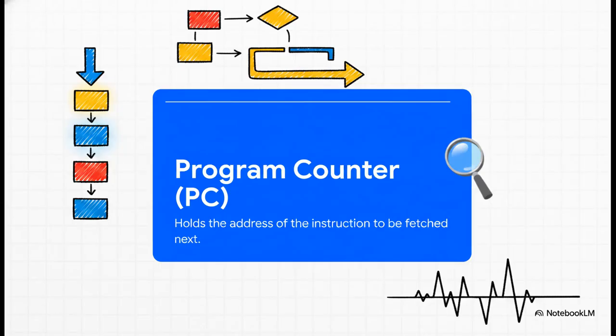First up is the program counter, or PC. Unless told otherwise, a computer executes sequentially. So think of the program counter as that little "you are here" dot on a map. It holds the specific memory address of the very next instruction to be fetched. It is quite literally how the computer always knows exactly where it is in a sequence of software instructions.